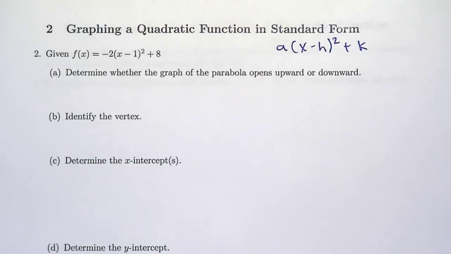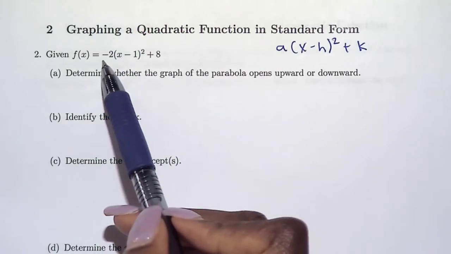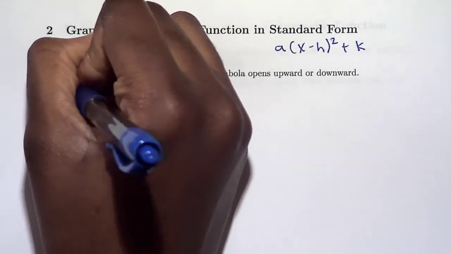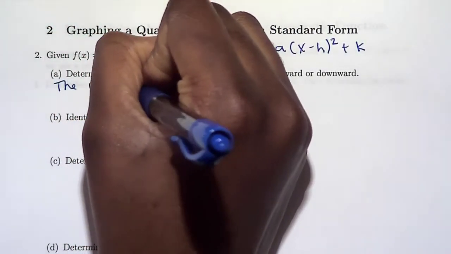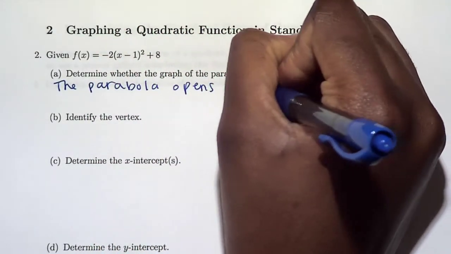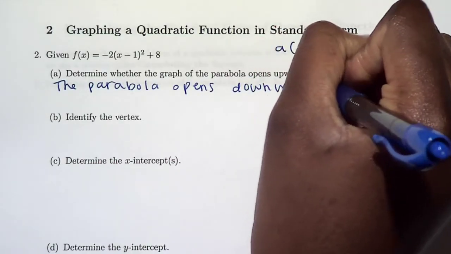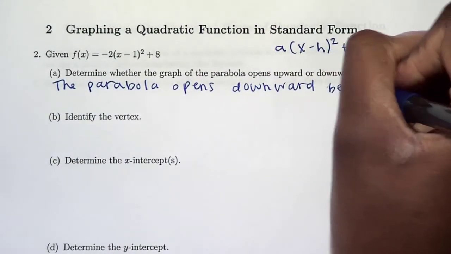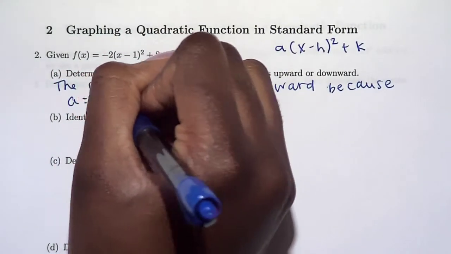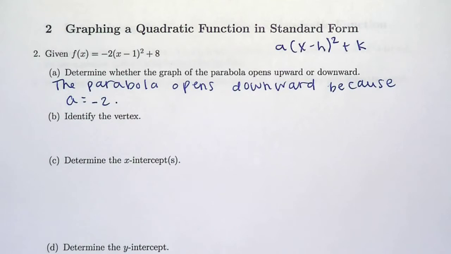So the first question says to determine whether the graph of the parabola opens up or down. What do we think? Up or down? Definitely down because our a is negative. So it opens downward, and I'll give a reasoning. Our a was negative 2, which is a negative number.